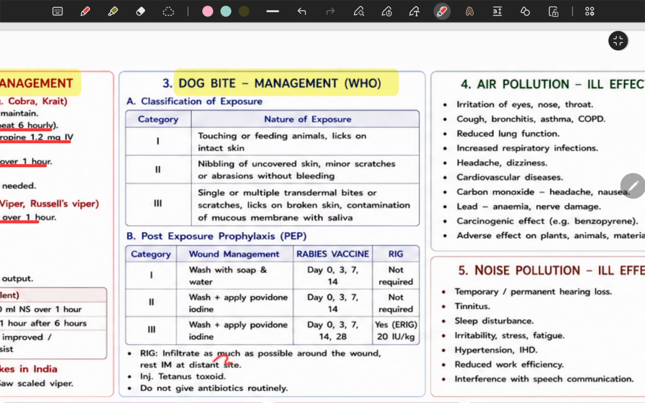Rabies immunoglobulin should be infiltrated as much as possible around the wound, and the rest given intramuscularly at a distant site. Injection tetanus toxoid. Do not give antibiotics routinely.